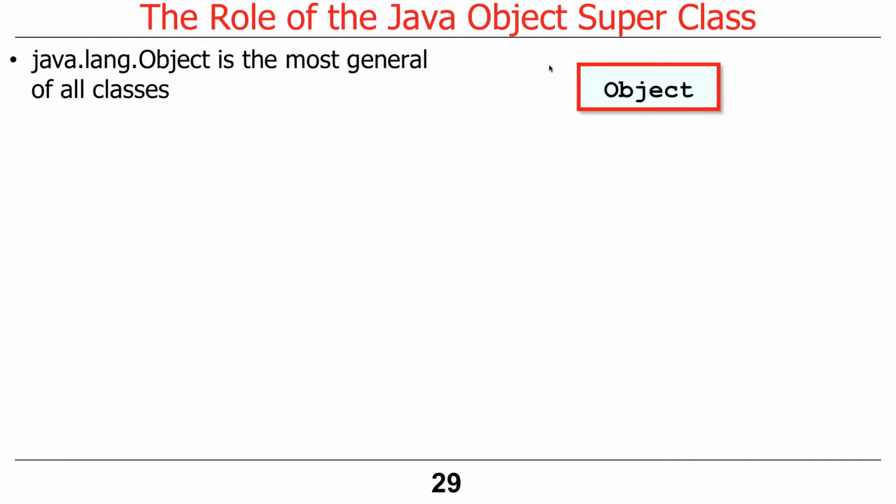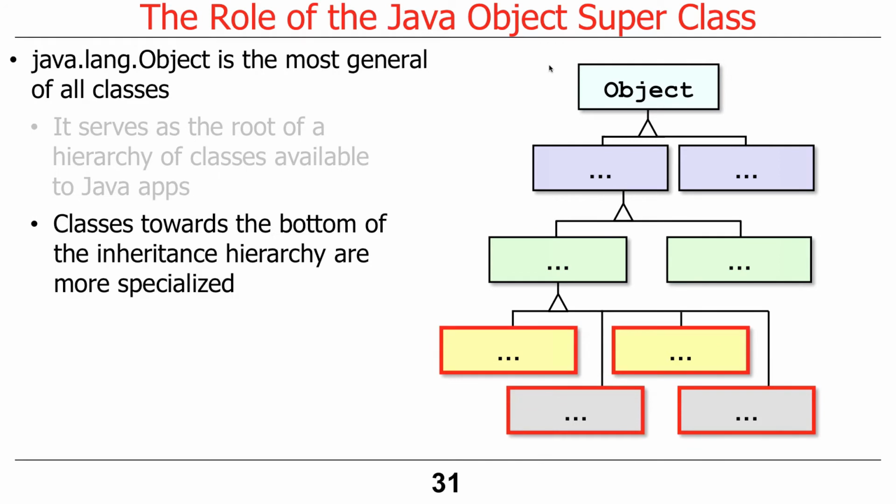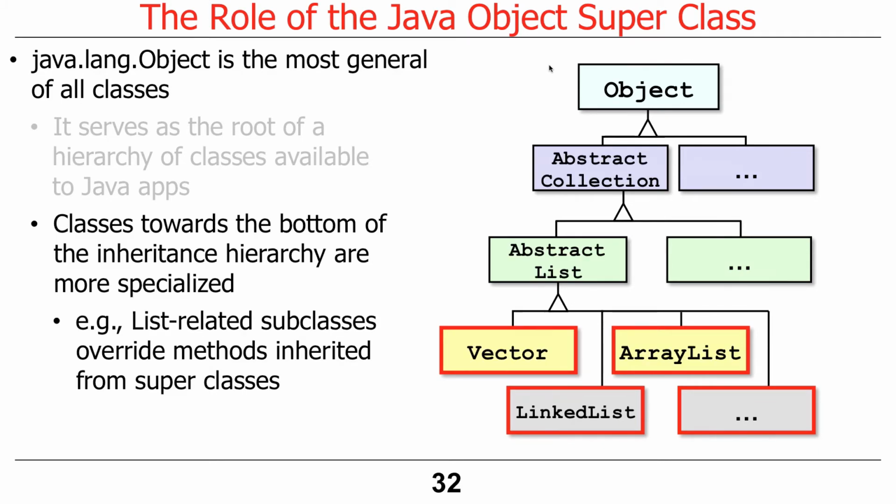So this is the most general of all classes. It serves as the root of a hierarchy of classes that you can use for various kinds of things. Classes towards the bottom of the hierarchy are, quote, more specialized, and classes towards the top of the hierarchy are more generalized. Sometimes we talk about customization or specialization, because as we go further down the hierarchy, we're adding more details. We're adding implementation details. We're really defining methods with algorithms and so on that do something useful.